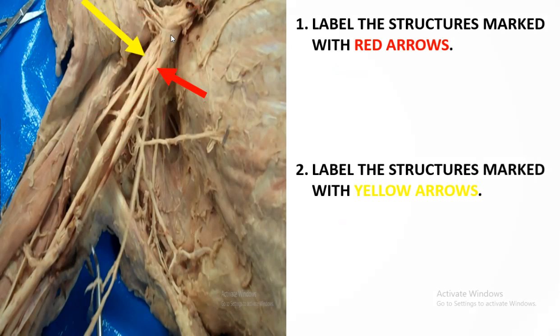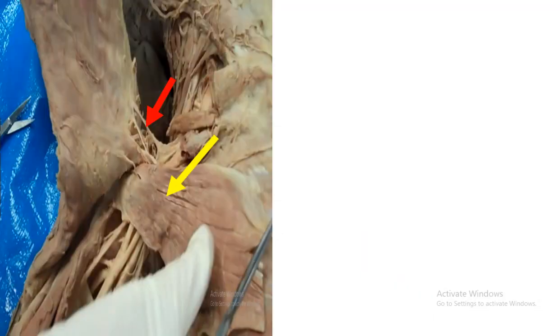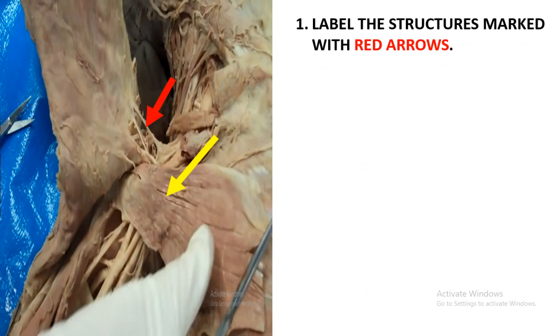Let's quickly move on and look at the other question. The next question says, label the structure marked with red. For us to identify the structure marked red, we need to first identify what this structure is and what that structure is. The brachial plexus, which has these nerves, is near the what? The pectoralis minor. So the structure in yellow is the pectoralis minor.